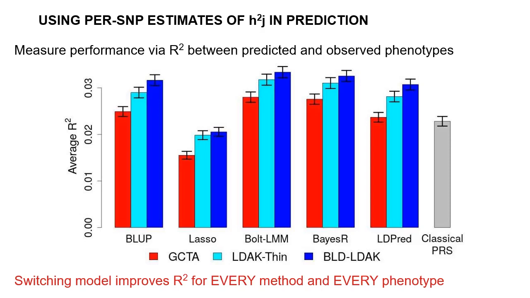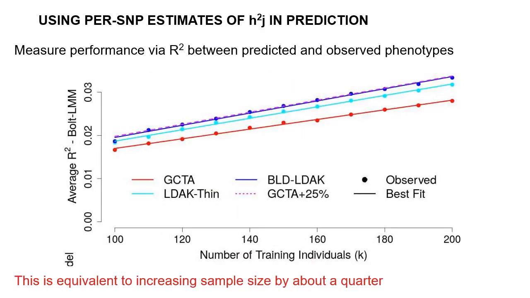What we see is when we switch from the GCTA model to the LDAK-Thin model, average prediction always improves for all of the 5 different methods. Then when we switch from the LDAK-Thin to the BLD-LDAK model, it improves even more. And in fact, it's not just the average performance, actually the prediction improved for every method for every single phenotype. So these results are exciting, particularly when you consider the change in the heritability model has no impact on the computational demands of a method.